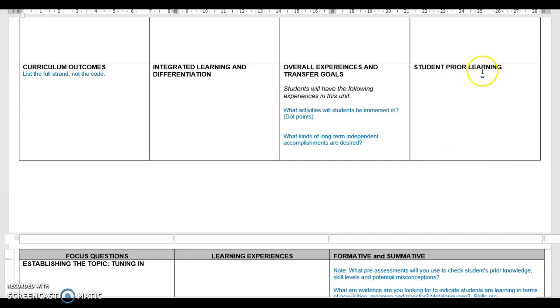And here we've got student prior learning. So you'll need to have a look at the curriculum documents in previous years, have a look at what students have been experiencing, what they've possibly understood in terms of your unit, how it links to your unit, and what this means in terms of your unit. So does your unit provide new experiences and new understandings? Obviously it will, but why is this important?